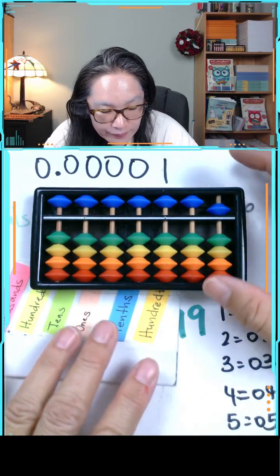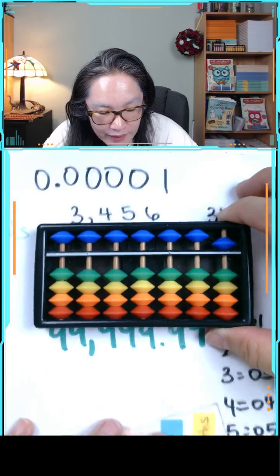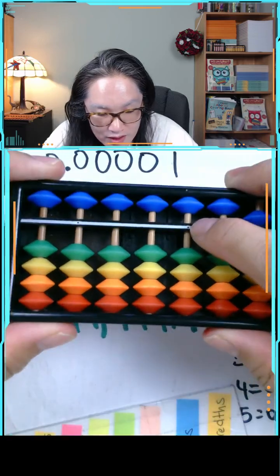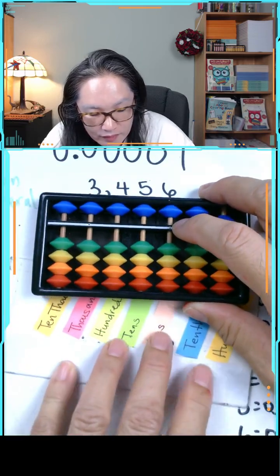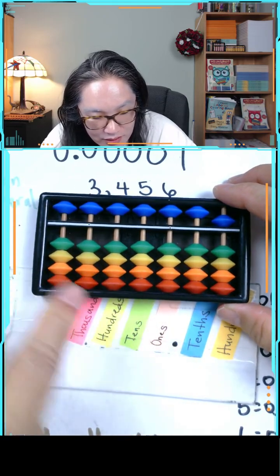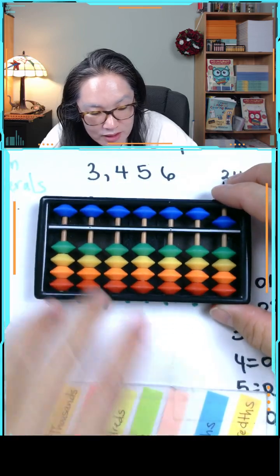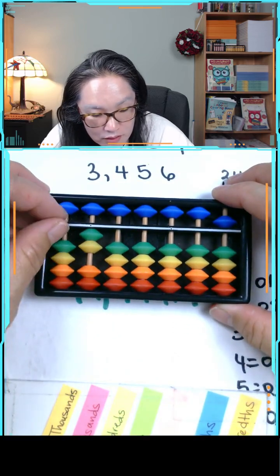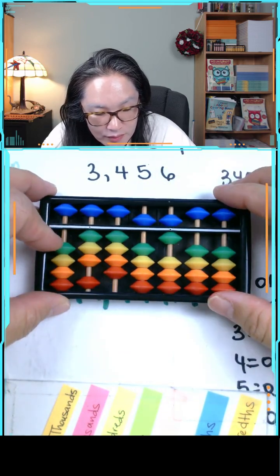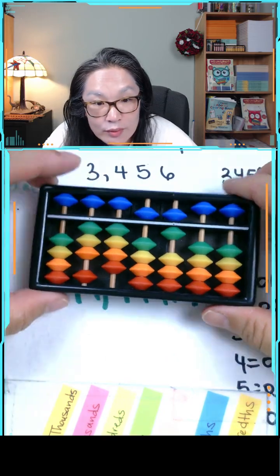We can do 0.00005. You could do that. Or are you talking about this one? So if we move our ones back to here, we would have ones, tens, hundreds, thousands, 10,000s. And then if we did this one, it would be 3,456. That's what that would be. Remember the comma? The comma is for readability.